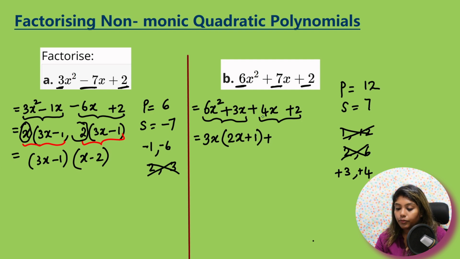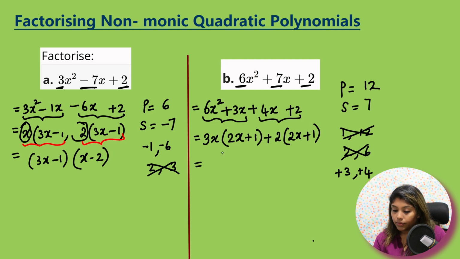Now the next term, 4 and 2, both are divisible by 2. That's the highest common factor. There's no variable in common, so I open the brackets. 2 times 2 gives me 4, and the variable is not taken out, so it still remains. And then plus 2 times 1 gives you 2.